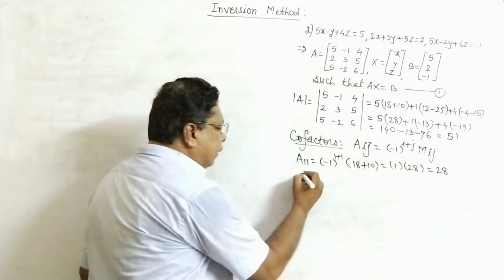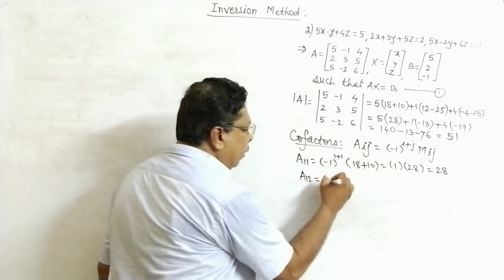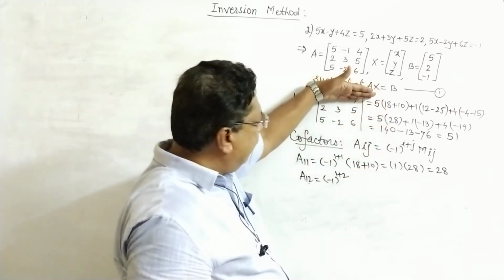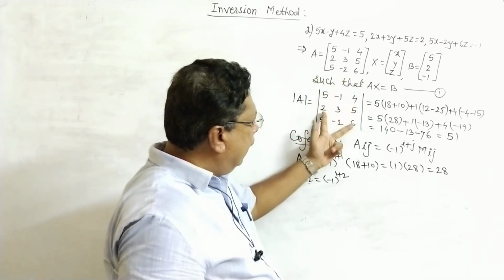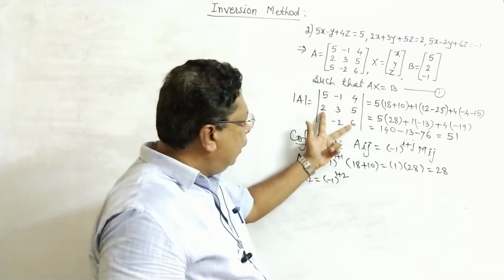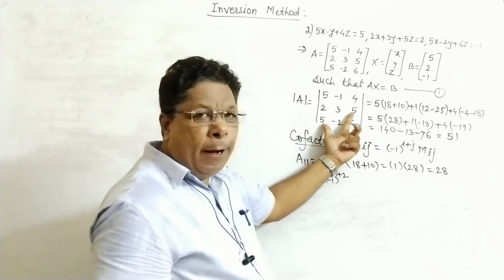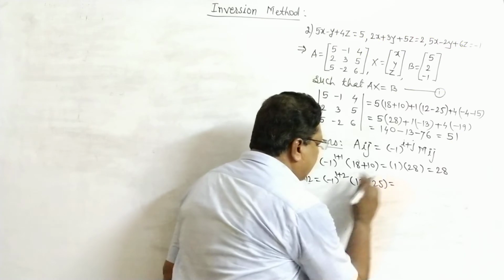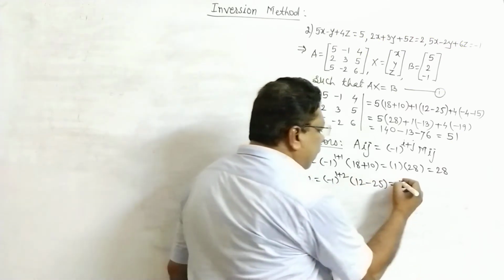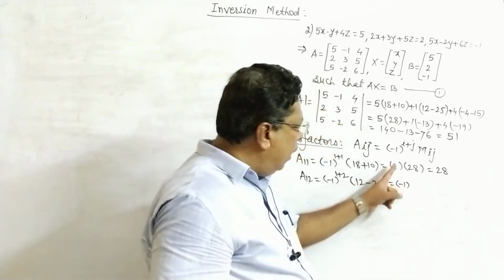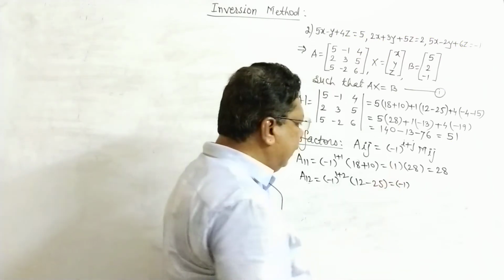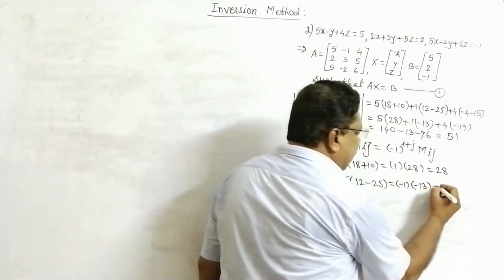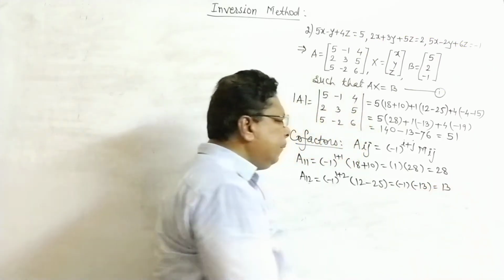Now next cofactor A12, minus 1 raised to 1 plus 2. First row, second column. First row छोड़ दीजिए, second column छोड़ दीजिए. Remaining 4 elements का multiplication. 2 6 are 12. Minus 5 into 5 is 25. 12 minus 25. Minus 1 raised to 3, it is minus 1. You have to write alternate: plus minus plus, minus plus minus, like this. 12 minus 25 is minus 13. Minus 13 into minus 1 is plus 13.